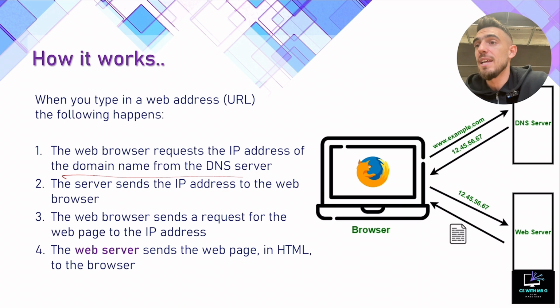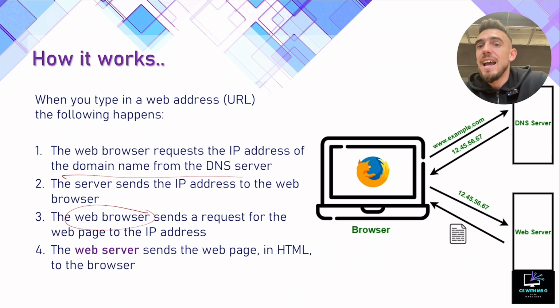Okay, if it's got the IP address of this domain name that you've typed in, the server sends the IP address to the web browser. So it'll say, yep, I've got it. Here's the IP address. That's then the link between you and the website that you want to go on. Our web browser can now send a request for the web page that we want to go on to the IP address. So let's just go back a step.